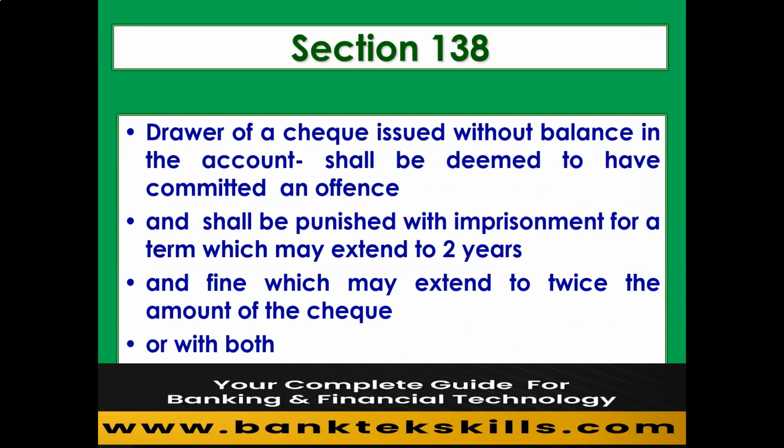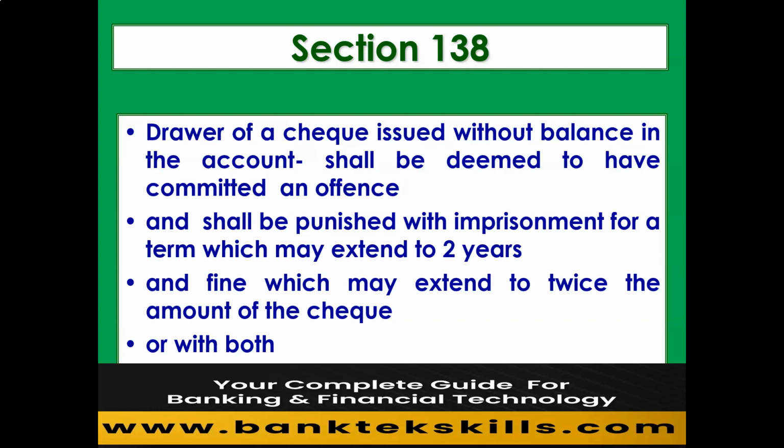Section 138. The drawer of a check issued without balance in the account shall be deemed to have committed an offense. This is the Negotiable Instruments Act, NI Act. Now there is the Payment and Settlement Act, which came into existence after this. Electronic ECS and NACH also started. So under Section 10 of the Payment and Settlement Act, the same provisions apply in case ECS is bounced back or a NACH, National Automated Clearing House, entry is returned due to insufficient balance, as per Section 138 of the NI Act when the check is dishonored due to insufficient balance.